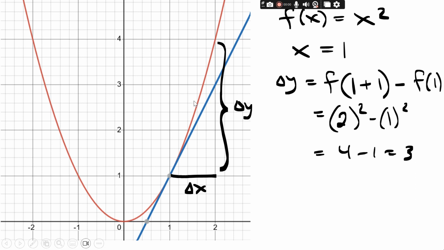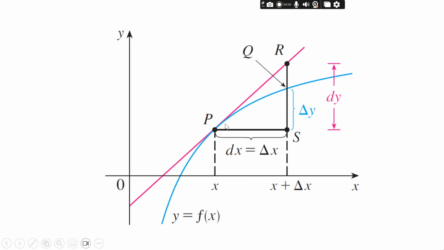Okay, so look at this. This is kind of interesting too. So we can actually be under, right? Remember this was 2, right? dy was 2, but delta y is 3. We can go the opposite way. If it's bending this way, dy is going to be bigger than delta y.